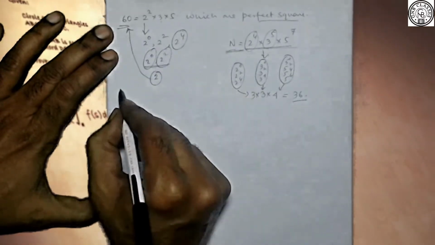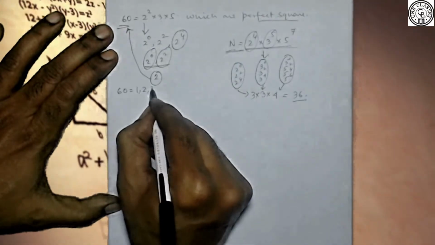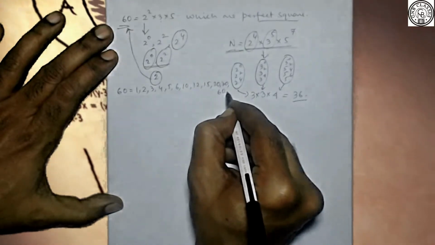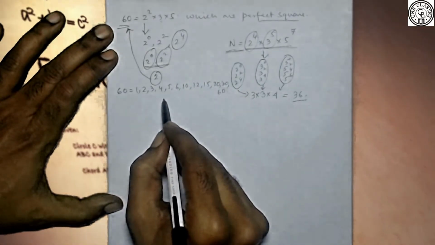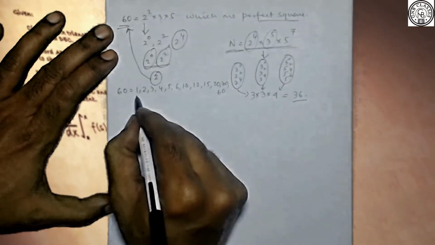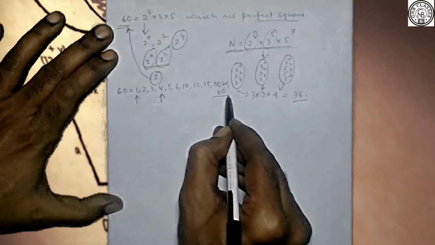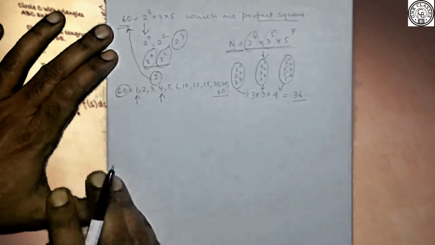Yes or no? Now, if we just expand it, we will find the divisors. Out of those, you can easily see that the divisors which are perfect squares are only 1 and 4. There are no other divisors which are perfect squares in the divisor set of 60. Is it clear? Have you got it?